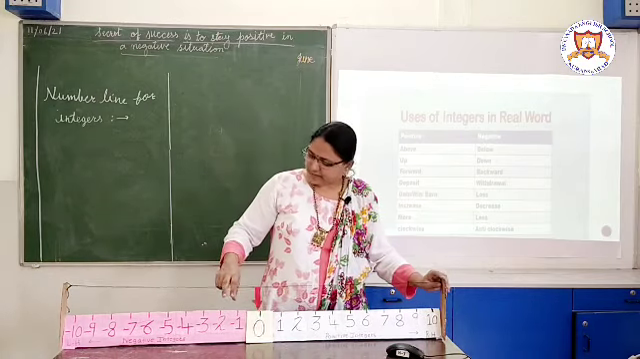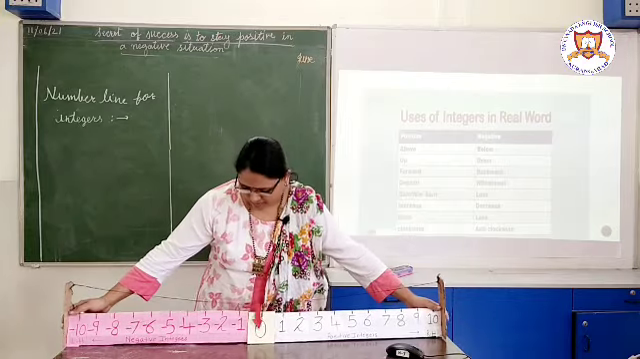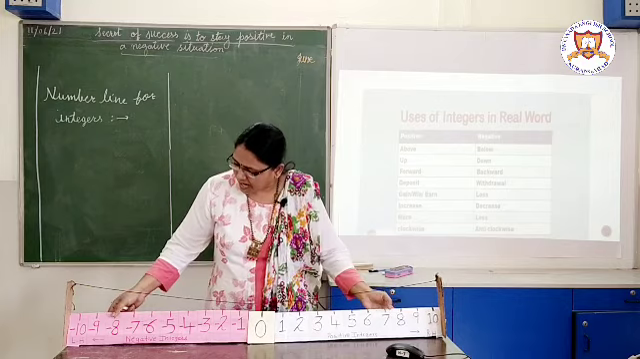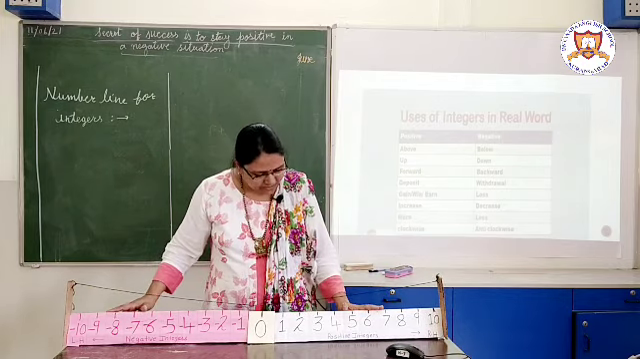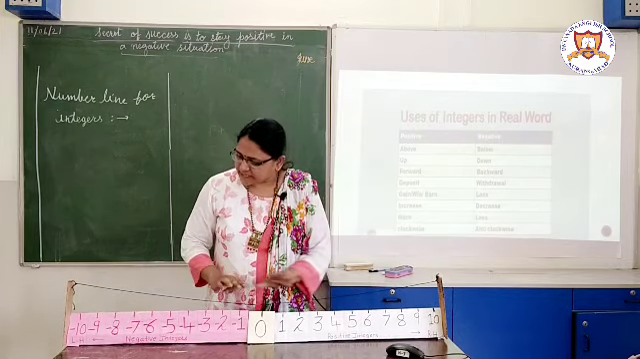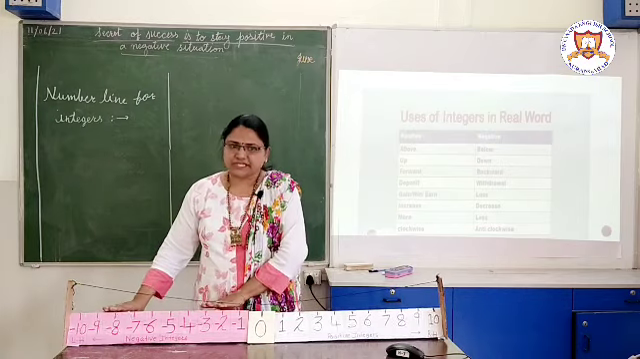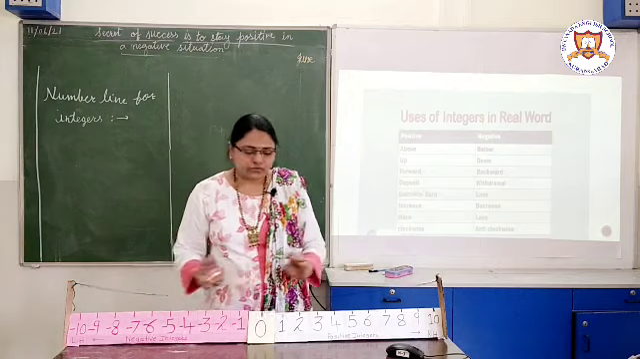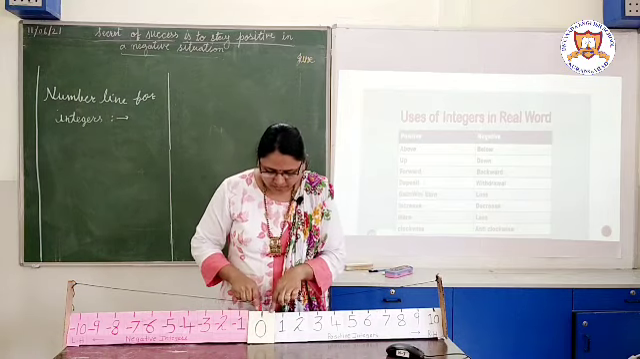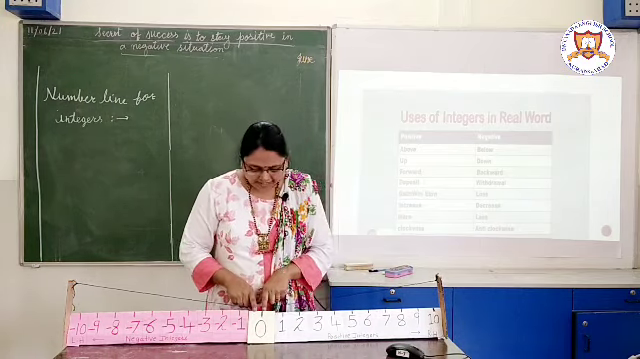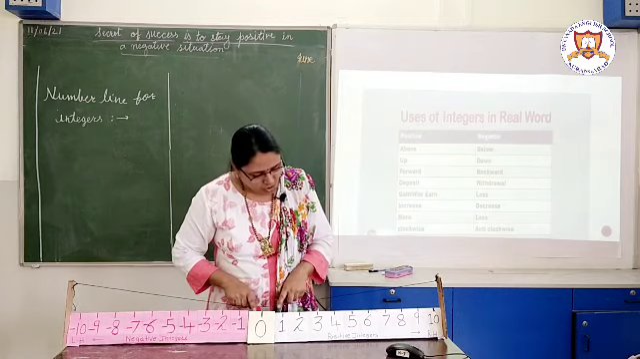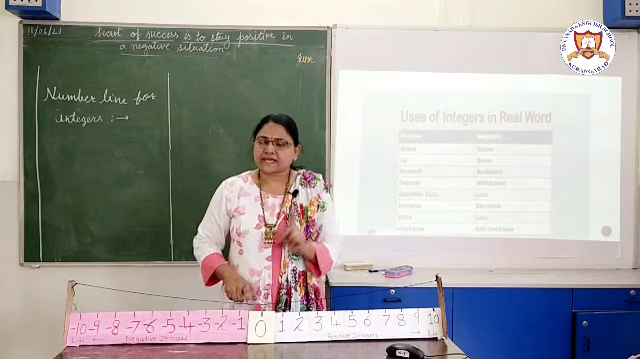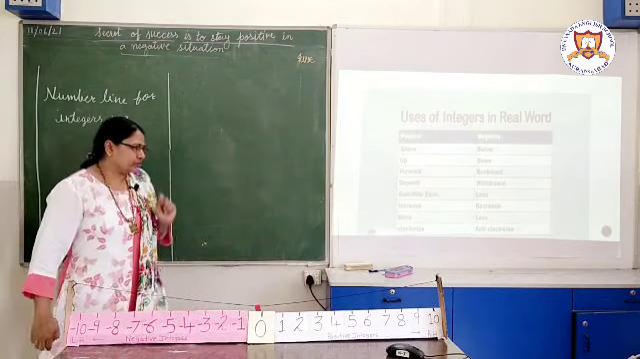Like this, the number line is there. See, here I used colorful chart papers, because these are different numbers. These are negative integers and these are the positive integers. In between negative and positive integers there is a zero. On the right side of zero, all are positive integers. See here, no sign is there. If no sign is there, that number is positive.